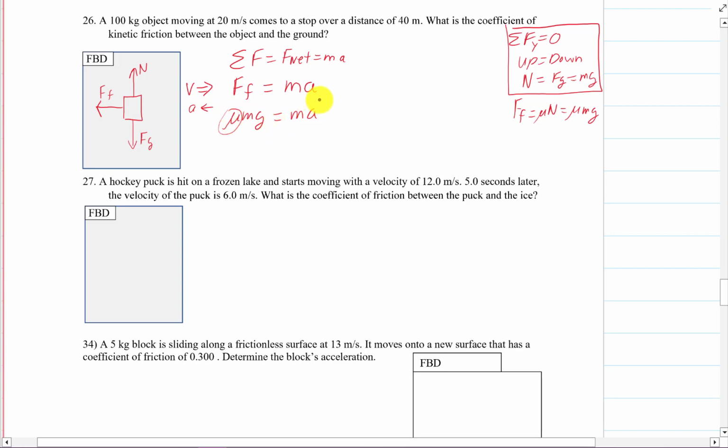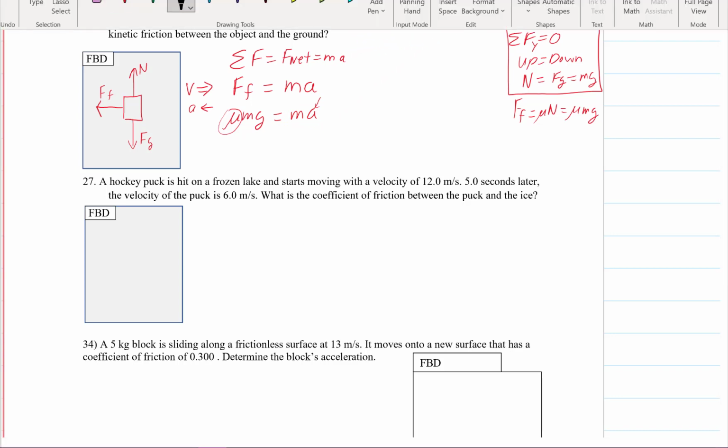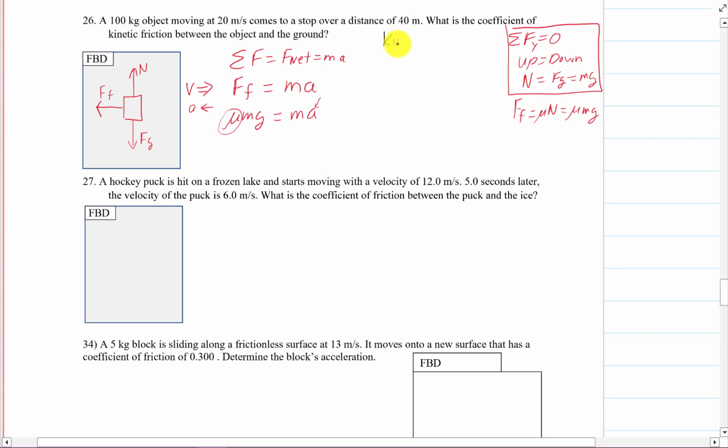So I guess we need everything else. So let's calculate the acceleration. So let's do some kinematics here. Let's change the color to black. Some kinematics. We want a. So we have that its initial velocity is 20, its final velocity is 0 because it stops, and the distance that it traveled, or displacement, was 40 meters.